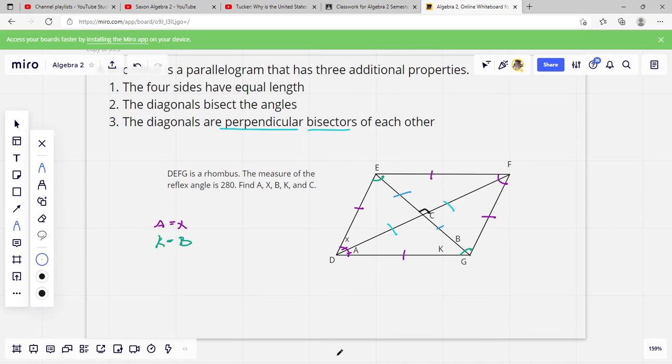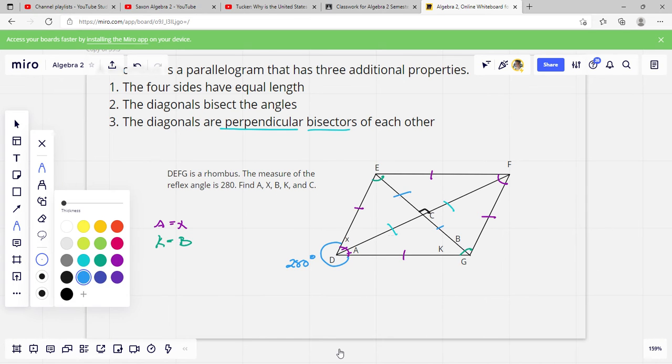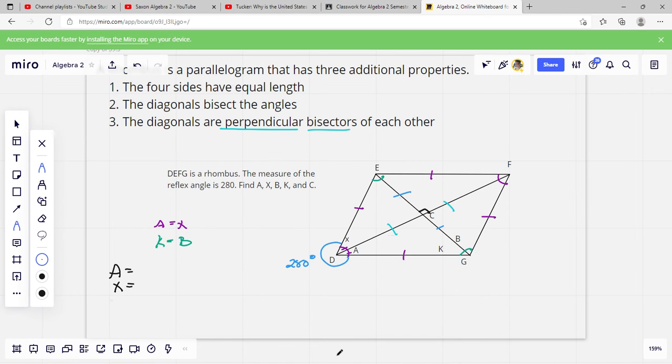All right, so it says DEFG is a rhombus. The measure of the reflex angle is 280. That means that this D angle right here goes around. This is 280 degrees. Find A, X, B, K, and C. All right, so we have to find A, X, B, K, and C. Those are all the ones we have to find.